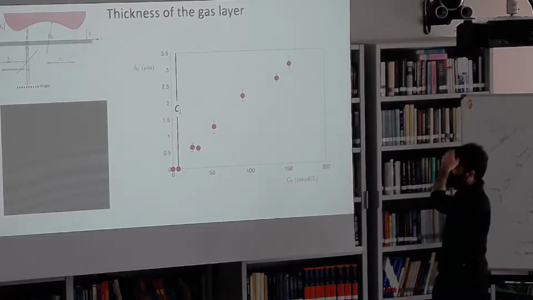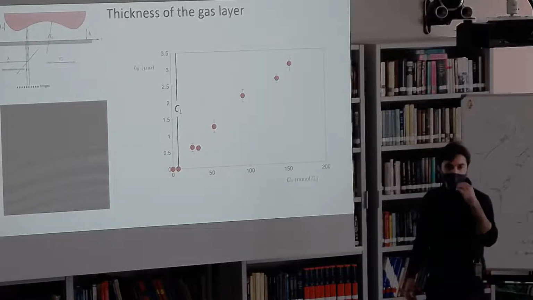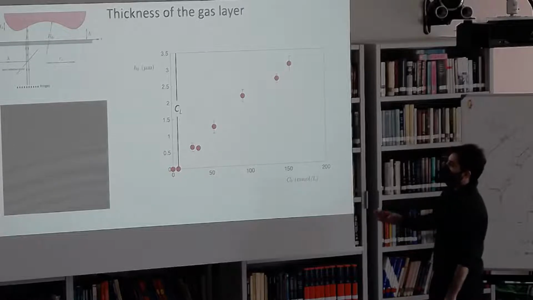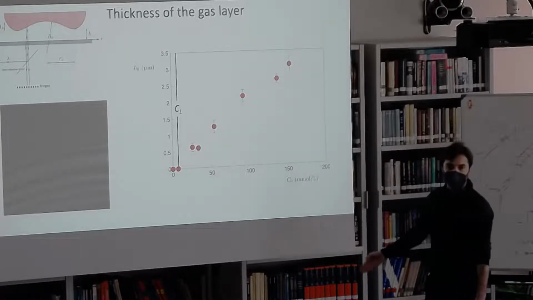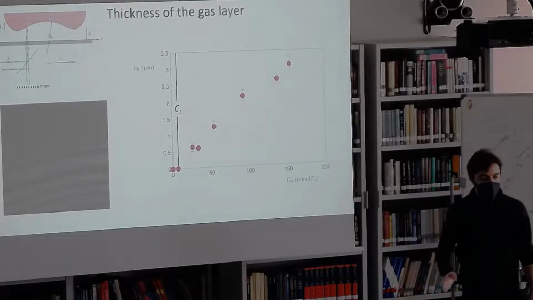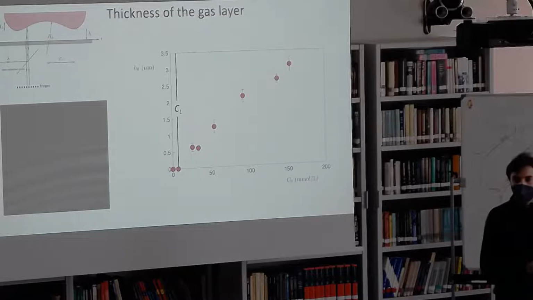CO2. You still see, of course, the onset concentration for levitation. But after that, you have an increased thickness as a function of the initial concentration. The main point here is that the thickness we measure is always below 3 microns, which is an order of magnitude lower than the typical 10 to 100 microns you observe with Leidenfrost drops.